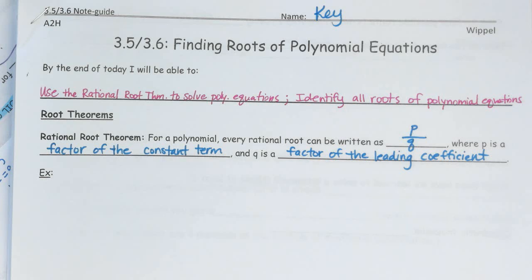Today we're going to finish 3-5. We're going to start through 6. We are finding roots of polynomial equations, which we did on Monday this week. We did in our last section, the 3.5.